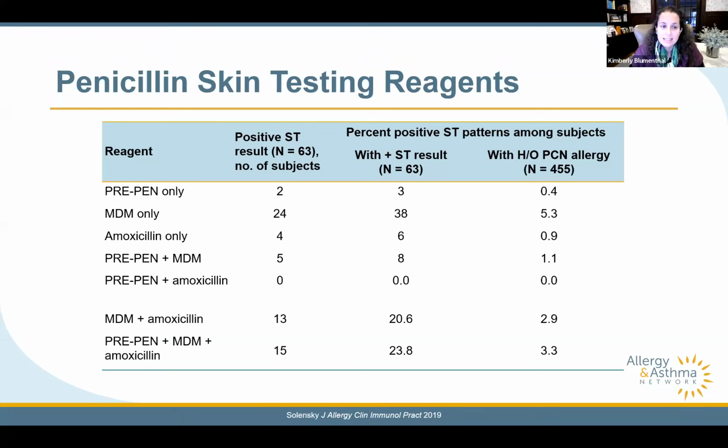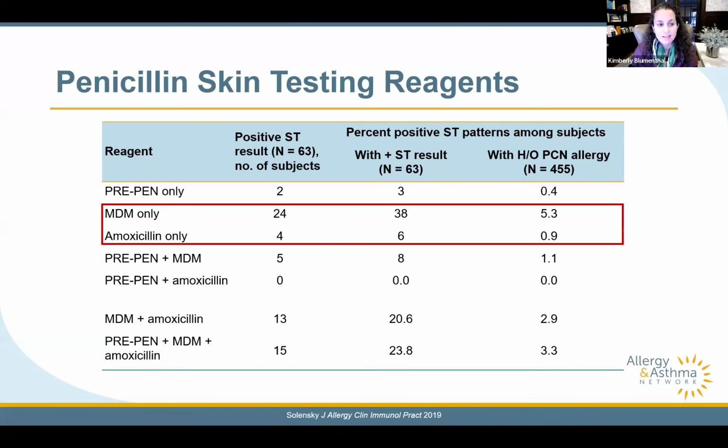Okay, so what we can see is that if we only had Pre-Pen, this first row, we would not be able to pick up all of the true positives. It really only picked up 3% of those with a positive skin test and 0.4% of the allergies in this whole cohort. So what we need to do when we think somebody is allergic and we're going to choose to skin test is to try to skin test to as many reagents as possible.